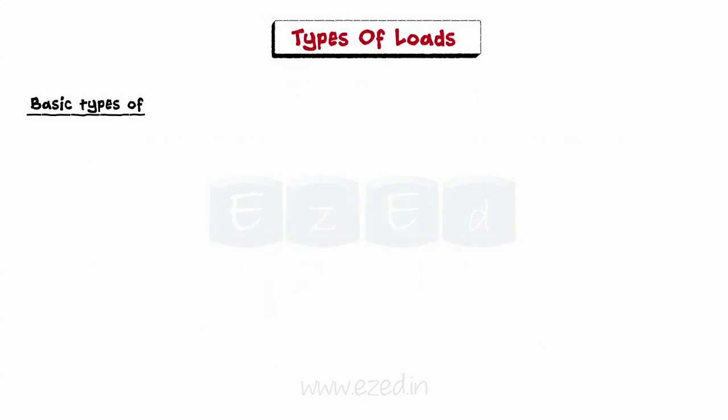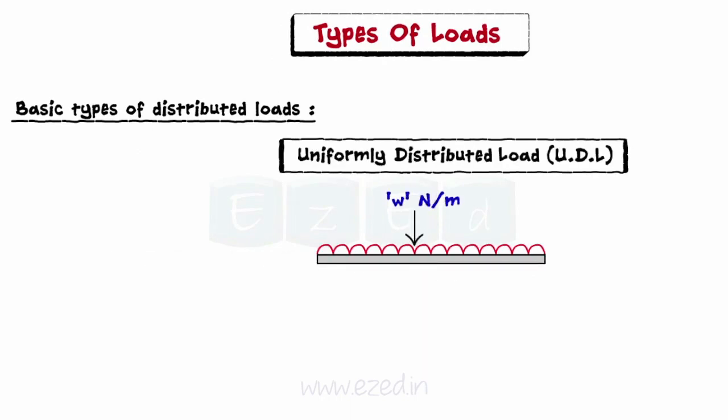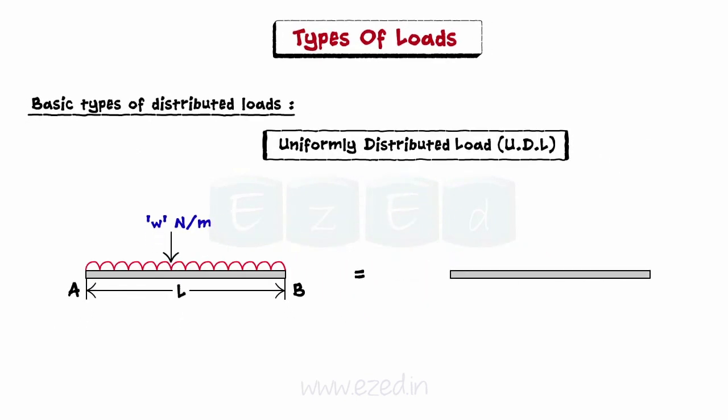These are the basic types of distributed loads. When a load of uniform intensity is spread over a length, it is called a uniformly distributed load. Such a load can be converted into an equivalent point load by multiplying the intensity with the length. The resultant point load would act at the center of the spread.